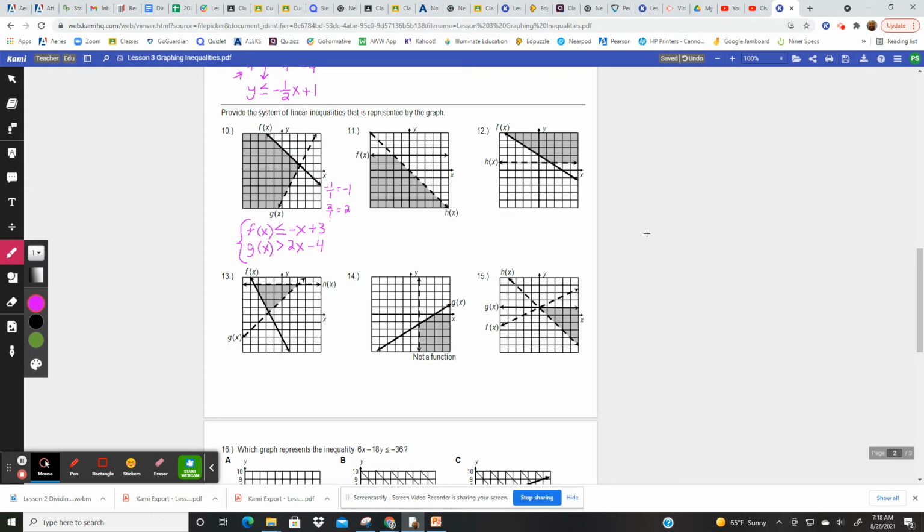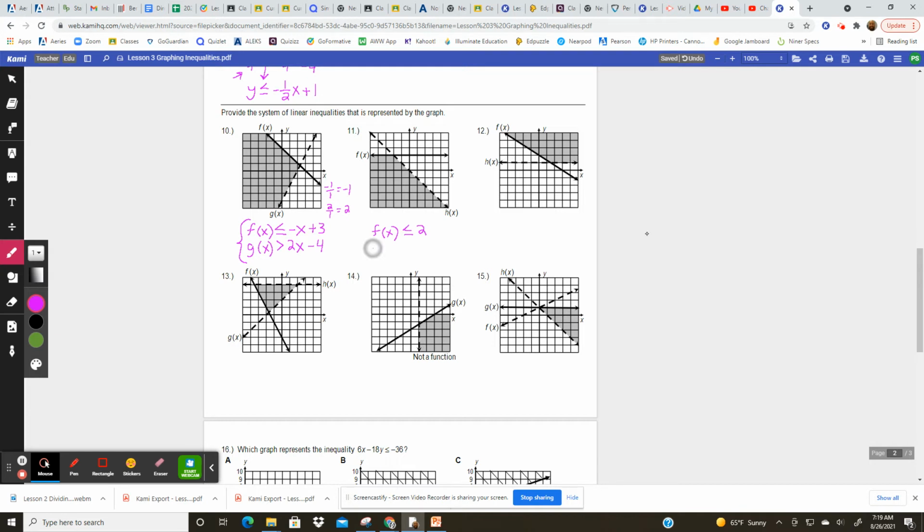Okay. 11 should be easier, because we have a constant function. So I'm going to do the f of x first. And it's a solid line, so I know it's going to be an equals to. It's shaded underneath it, so it's going to be less than or equal to. And then my constant number is 1, 2. It's 2, because the y value is always 2. So there's the 2.